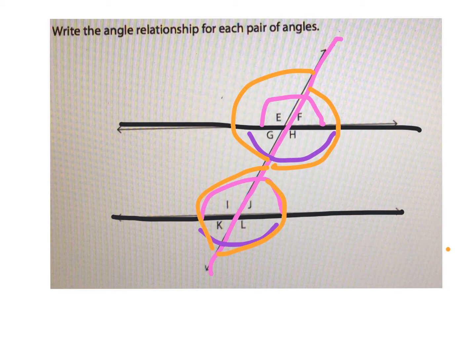So let's just pick any one. If I pick K, K is an acute angle. Where's there an obtuse angle? Well, E is obtuse, H is obtuse. So those would form a supplementary pair with K. So K plus E would have to equal 180. K plus H would have to be 180. So any acute angle in this diagram is equal, and any obtuse angle is equal. Any obtuse plus one acute would give me 180 degrees.